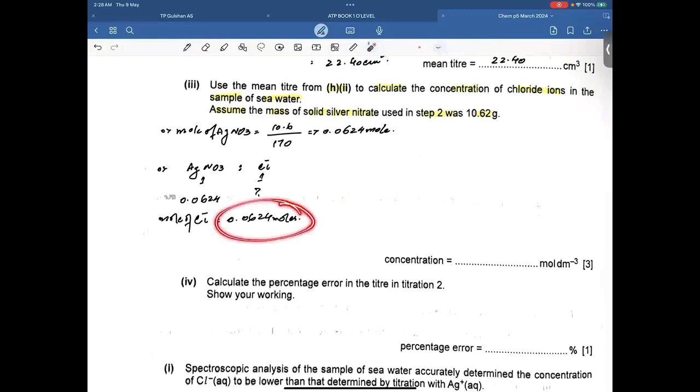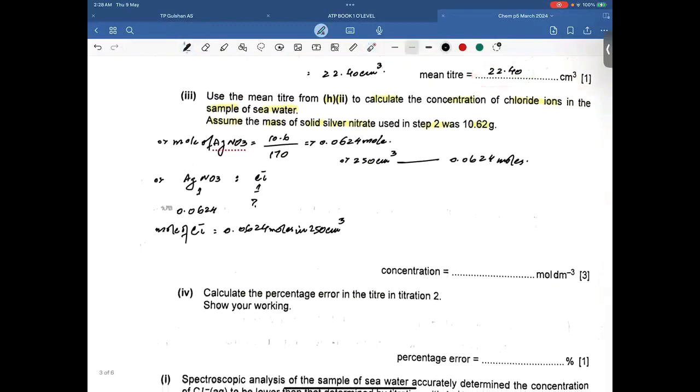So I've got these moles in 250 cm cube. In 250 cm cube, guys. Okay. So in 250 cm cube, we have 0.0624 moles. Now, what was the titre value? That was 22.40. So how much moles in it? So it's going to be 5.59 into 10 to the power minus 3 moles.